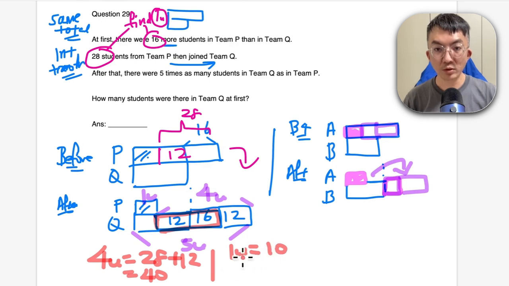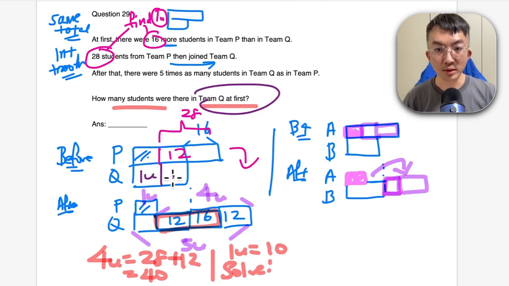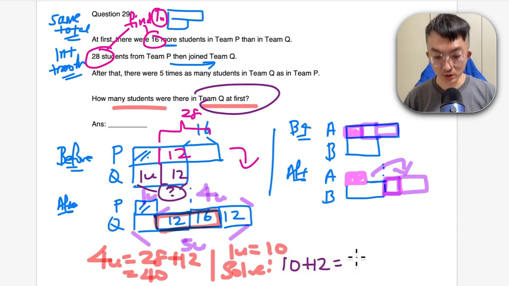After you have found 1U, please solve it. Solve, meaning that you see what they want. So they want Q at first. Q will be 1 unit plus 12. So this is where you can put your question mark. So it will be 1U, which is 10, plus 12, which equals 22. And that's your answer.